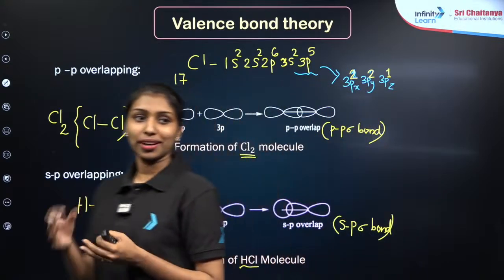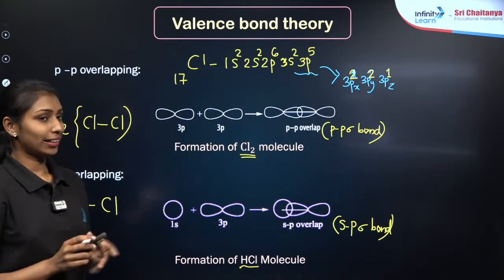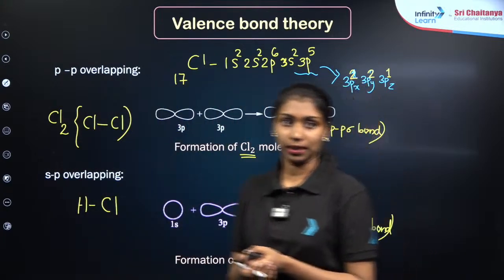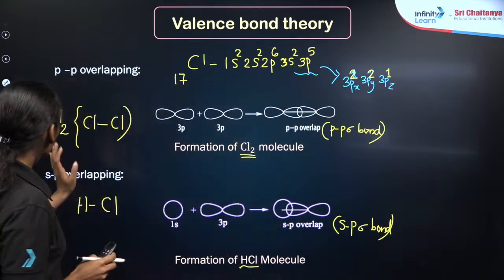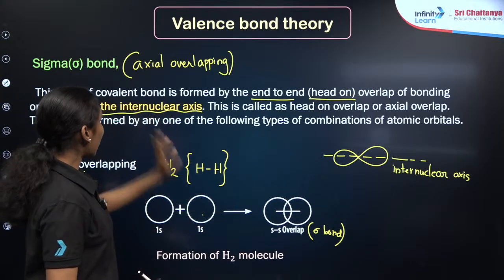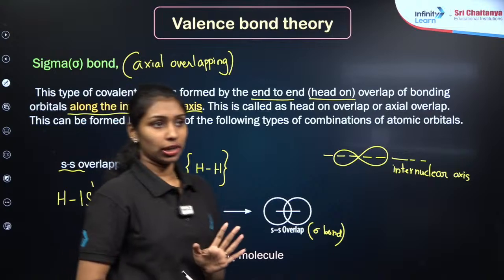As Aryan, you are right. My next question was like that: whenever there is any chance of forming a pi bond with the s orbital. No, right? An s orbital will always form the head-on overlapping or the axial overlapping. So it will form a sigma bond only. Clear?